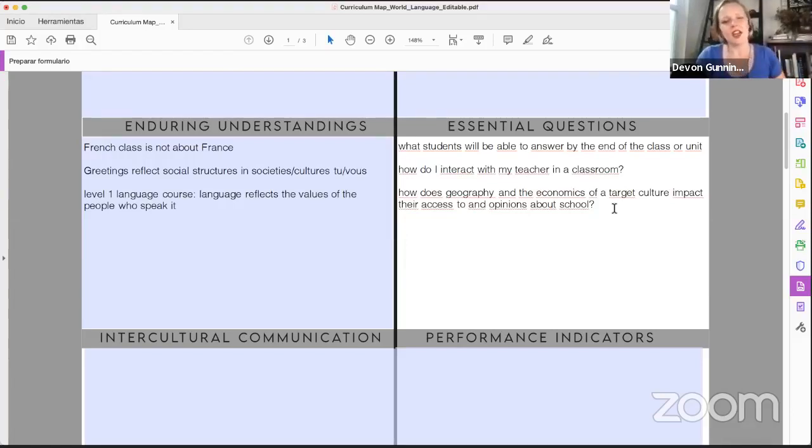Honestly, they could say something along the lines of, this insert target culture thinks school is good because they have access. This target culture doesn't think school is important because they don't have access to it. Like, those are things that students could talk about in the end of a level 1 course.